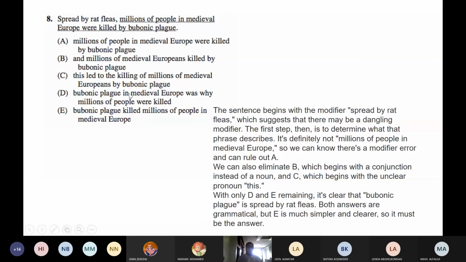D: Bubonic plague in medieval Europe was why millions were killed, spread by rat fleas. It is clear that bubonic plague is what is spread by rat fleas. Both answers are grammatically correct, but E is much easier; it is simpler and clearer. Spread by rat fleas, bubonic plague killed millions of people in medieval Europe, so this plague was spread by rat fleas.